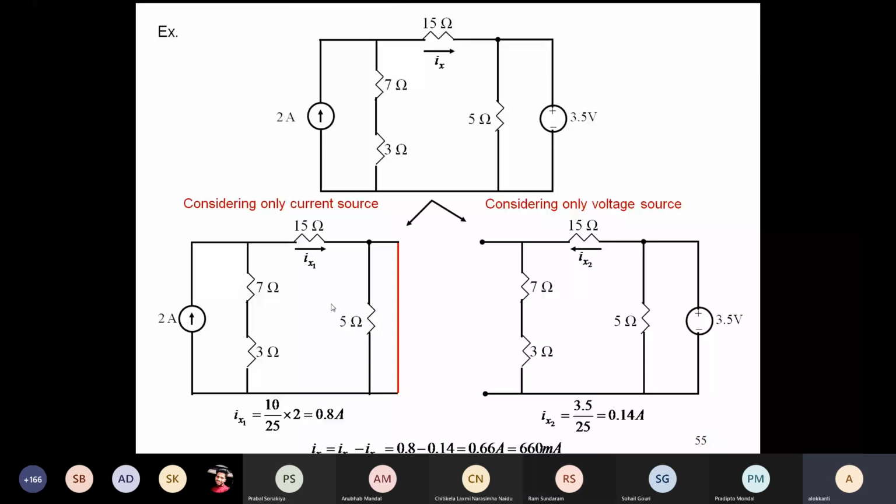Yes, okay, sir. So you can have more examples. You can have more examples. How much time is left today? Okay, half an hour. So that is clear, the superposition theorem?